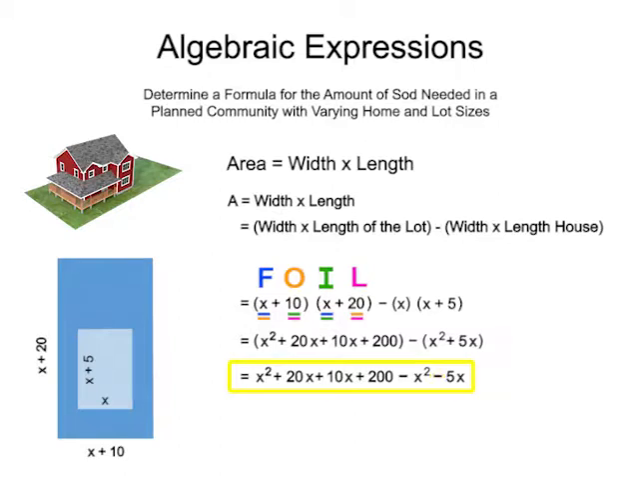Now, simplify by combining like terms. X squared minus x squared is 0, so this term cancels out. The term 20x is a like term with 10x and 5x. 10 plus 20 minus 5 is 25. So our final term is 25x. The term 200 is the only simple number, so it remains the same. The final equation that represents the amount of sod needed to landscape the lots in the new housing community is 25 times x plus 200, where x represents the width of the house.